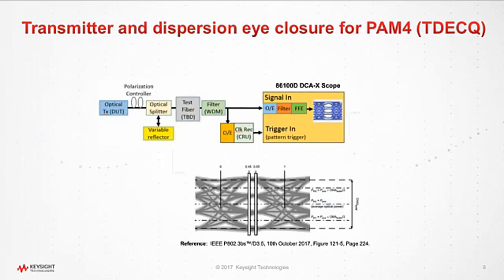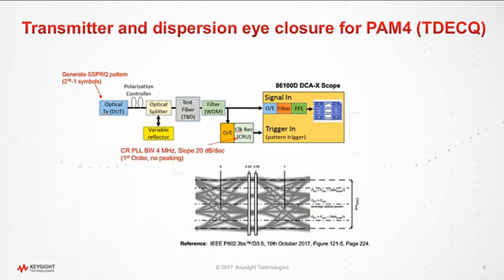So this is a block diagram showing the TDECQ measurement. On the top left, you can see your device, your optical transmitter, and it's got to generate an SSPRQ pattern. That's a short stress pattern, repetitive, quaternary, so it's a PAM4 signal that's 2 to the 16 minus 1 symbols long. And that's passed through a variable reflector to control the return loss. It's passed through a test fiber. You may need to filter that signal before it goes into the oscilloscope.